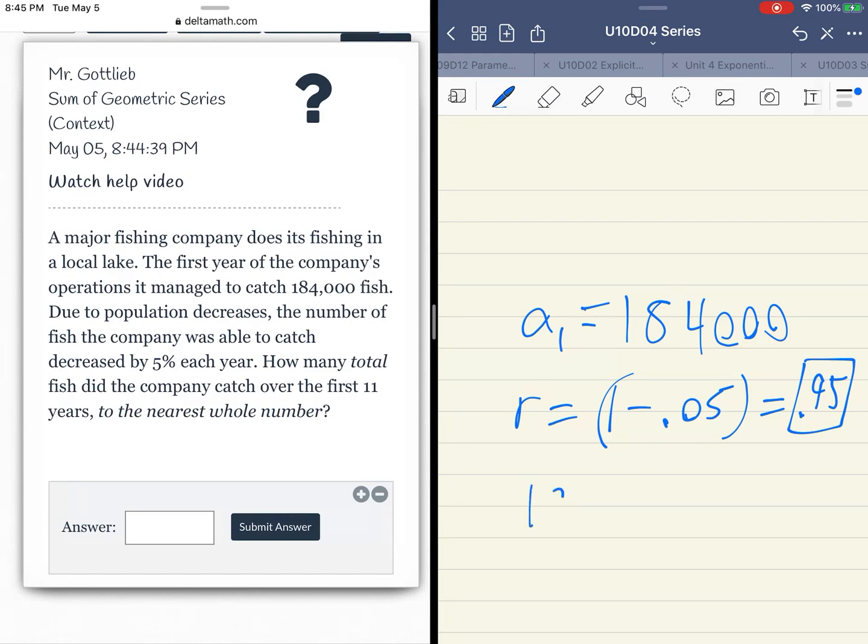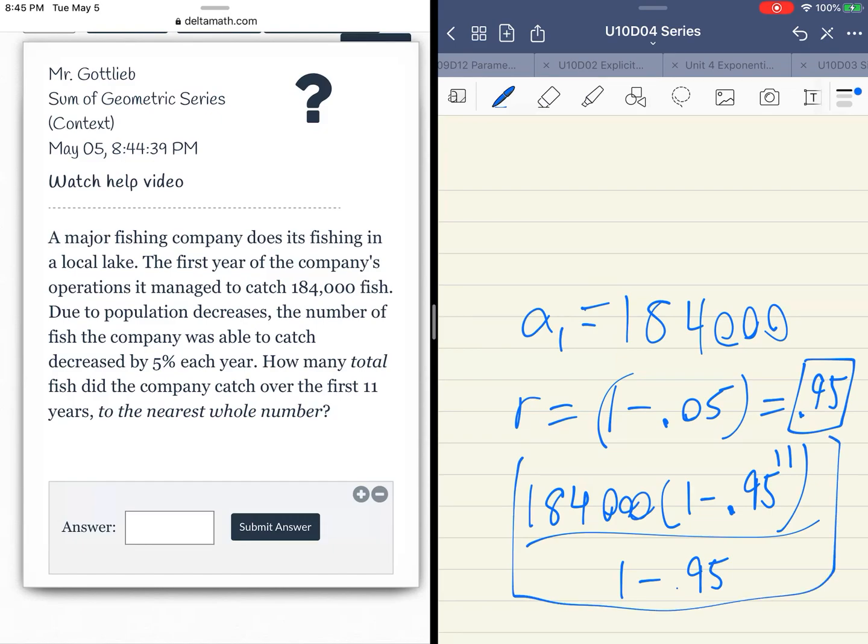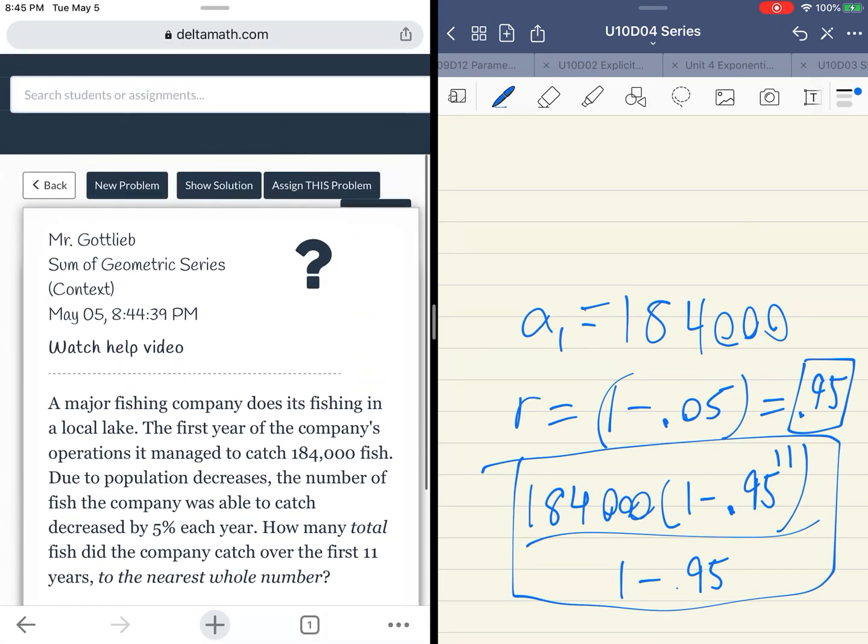So if we were to use the formula, it would be 184,000 times (1 minus 0.95) to the 11, all of this over 1 minus 0.95. And then you would just calculate this with the calculator and round it to the nearest whole number.